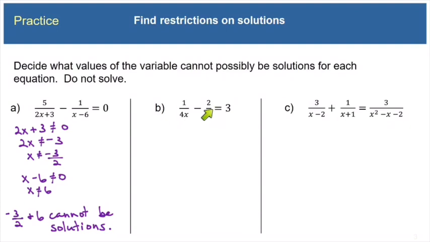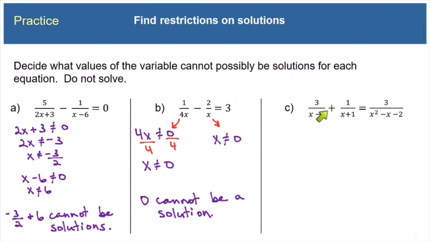Now let's look at part B. Here we see that 4x cannot equal 0 and x cannot equal 0. So let's take the 4x. If 4x cannot equal 0 and we divide both sides by 4, that means x cannot equal 0. And of course, this denominator also tells us that x cannot equal 0. And so for this equation, the only number that cannot be a solution is 0.